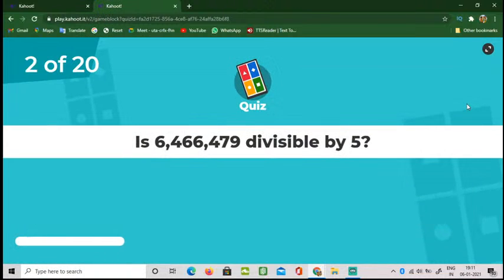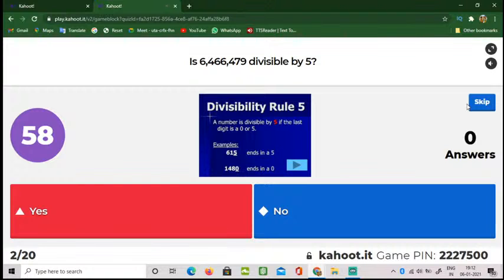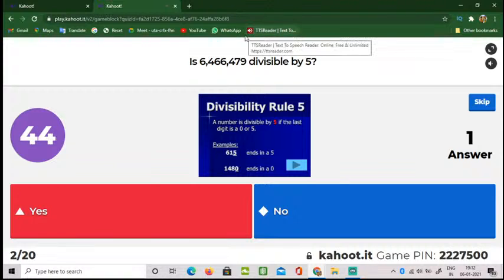So now the question is, the number 6466479, is that number divisible by 5? I want you to find the correct answer. I want you to use the divisibility rules. So on the screen you can see the divisibility rule and some examples. So I want you to answer based on the examples given.